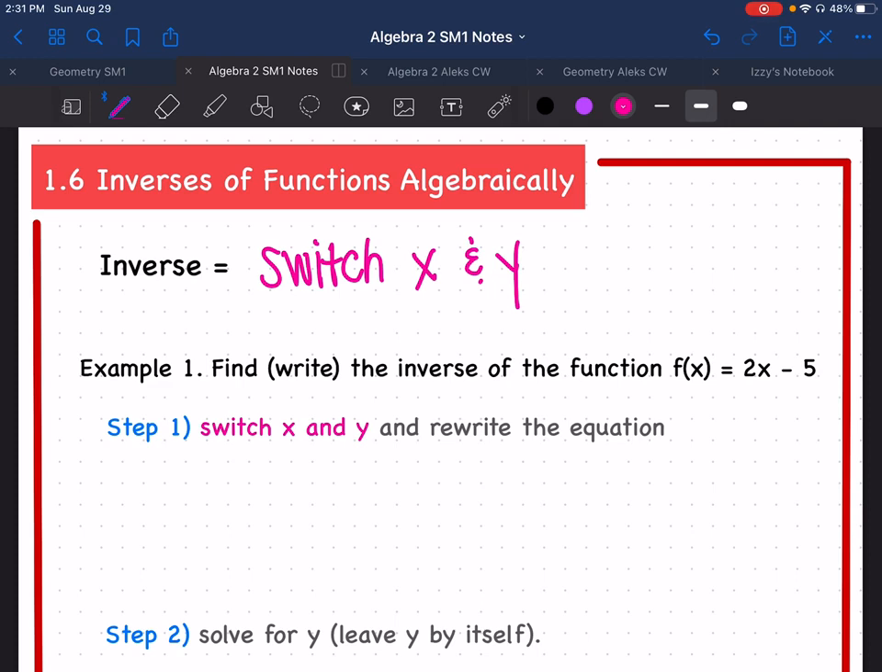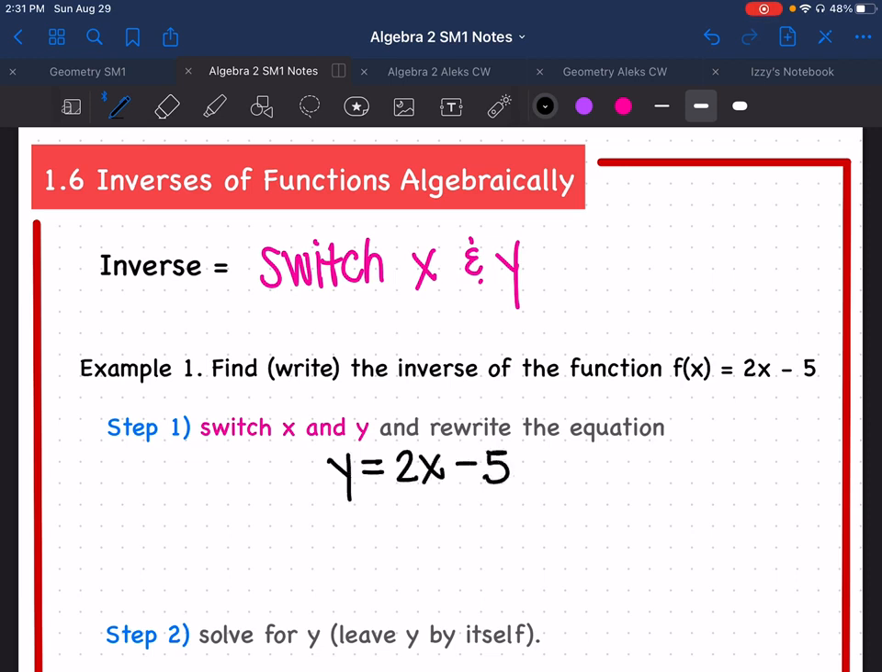We are going to find, and by find I mean write, the inverse of the function f of x equals 2x minus 5. Now I'm going to give you the 3 steps for you to do this, and they start with switching the x and the y, and then rewriting the equation. So the first thing I'm going to do is take that f of x and write it as y equals, and then copy the 2x minus 5.